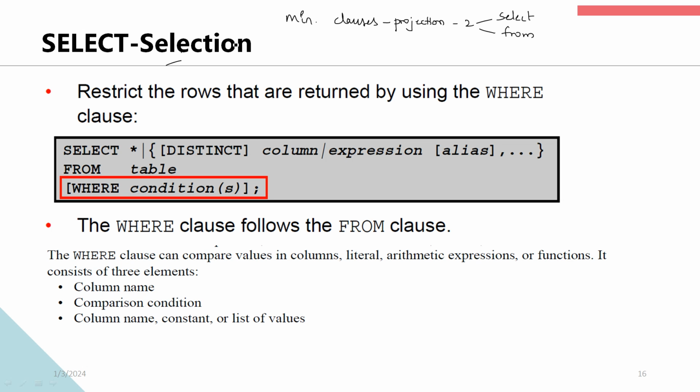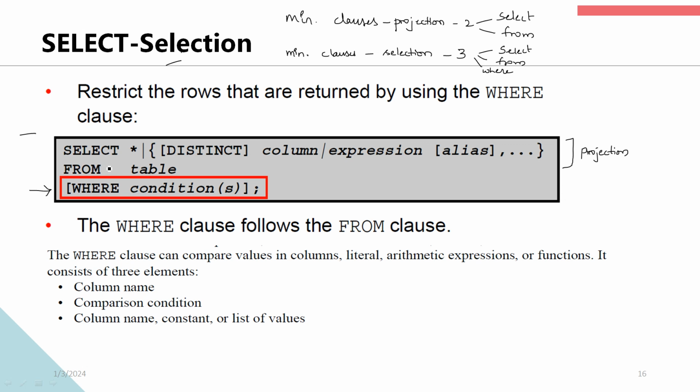Now, to achieve the selection capability, the minimum number of clauses required is 3. So what are the clauses that we use here? Select, from and where. On the slide, if you observe, these two lines represent the projection capability of a select statement. So we can easily understand that we are achieving the selection capability by using this clause called the where clause.